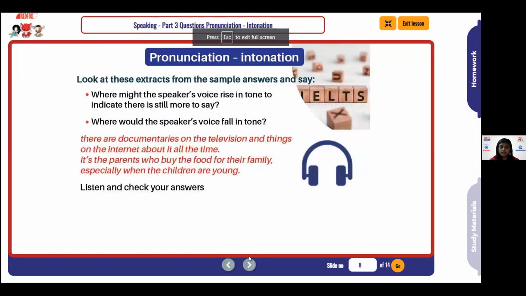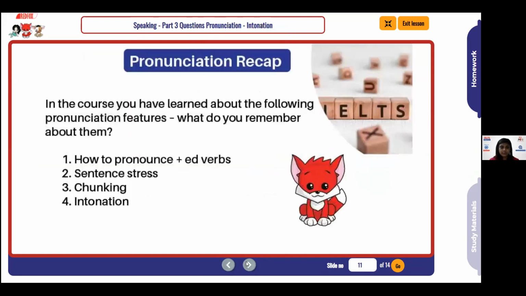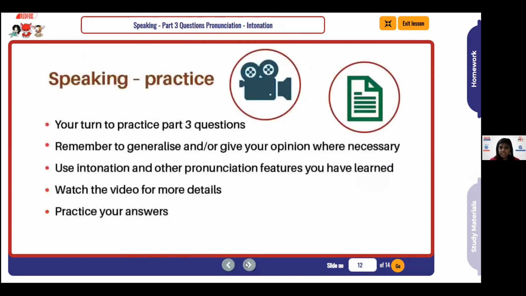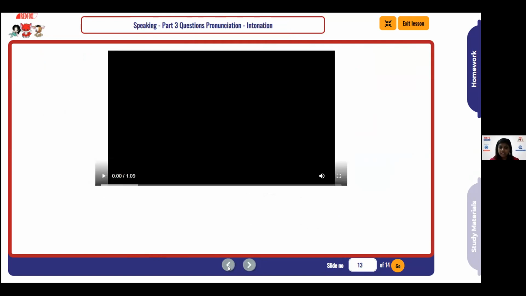So then, this is again pronunciation, intonation. Let's move forward. There are a few things in this course: when you get into it, you will know how to pronounce ed verbs, sentence stress, chunking, intonation. All this is very important. And when you join us, you will have a lot of detailed information about this. You will also have a lot of speaking practice, and we'll have another video from Dave.